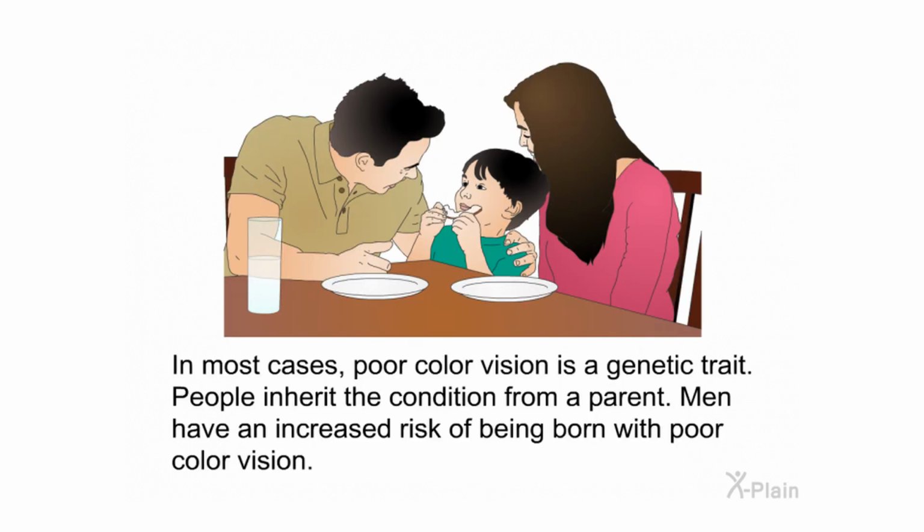In most cases, poor color vision is a genetic trait. People inherit the condition from a parent. Men have an increased risk of being born with poor color vision.